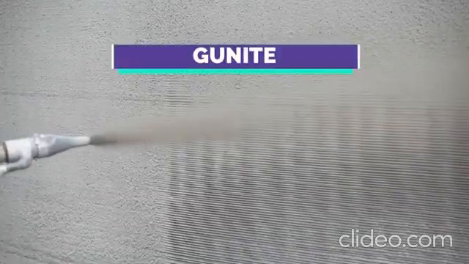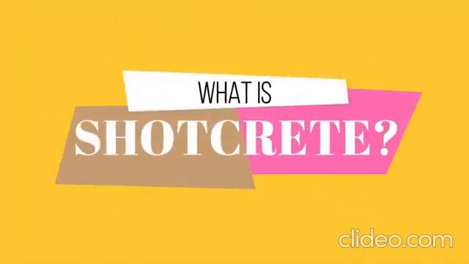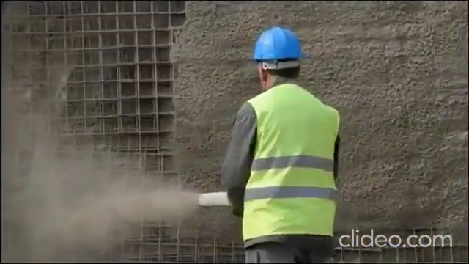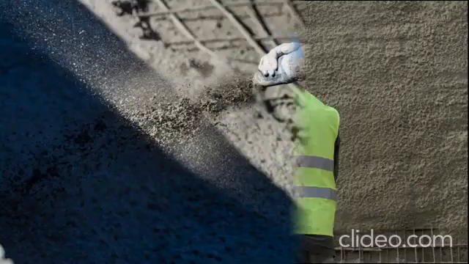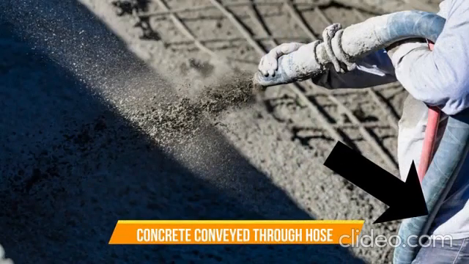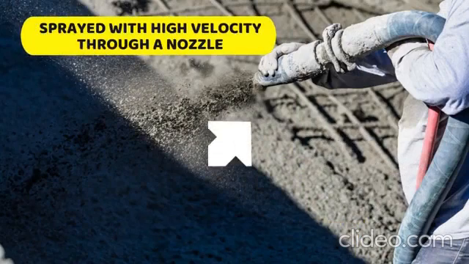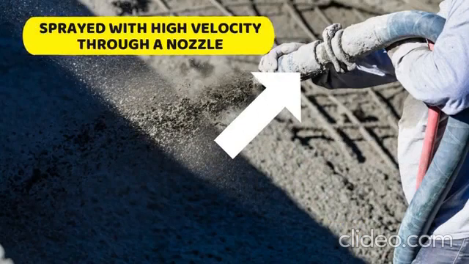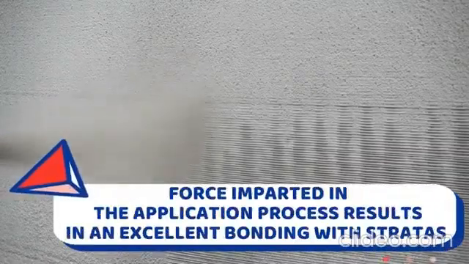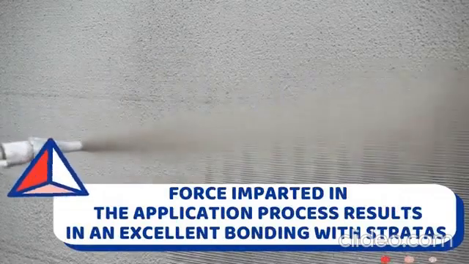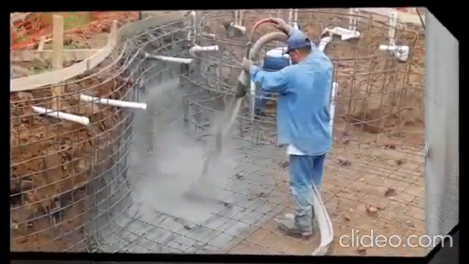The difference between shotcrete and gunite. What is shotcrete? Shotcrete is a dry or wet mix of concrete or mortar sprayed to a vertical or overhead wall, and the concrete is conveyed through a hose and sprayed with high velocity through a nozzle. Shotcrete is also called sprayed concrete. The force imparted in the application process results in the adhesion to the strata.